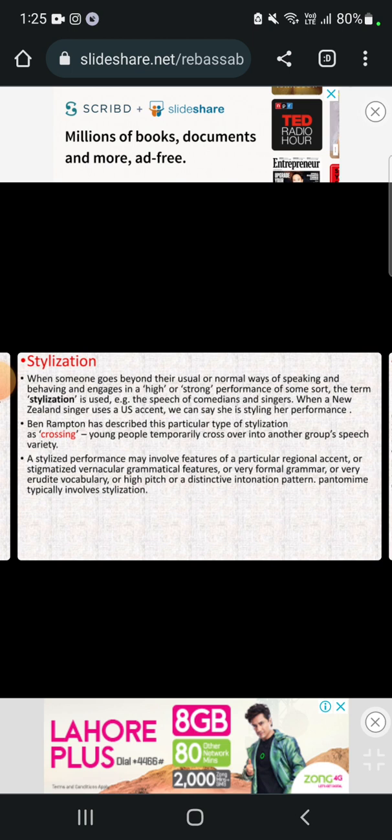So that is all about style and register. You have also learned about accommodation theory. The basic questions you can prepare on this topic are: what is style and what is register, the difference between style and register, what are the different features of style or register, or you can be asked the stylistic features of formal and informal language.